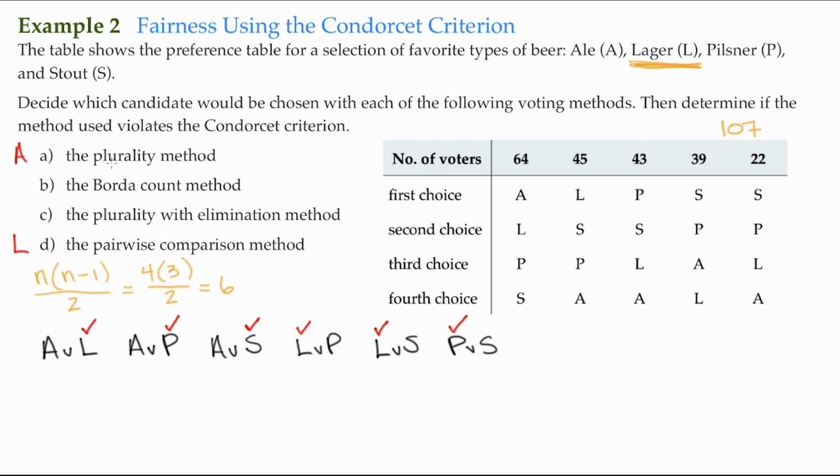So we can say that the plurality method can violate the Condorcet criterion. Doesn't mean that it will all the time, but it can. It has the potential to violate it.